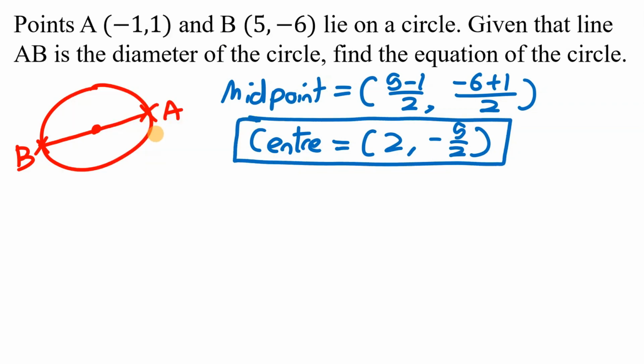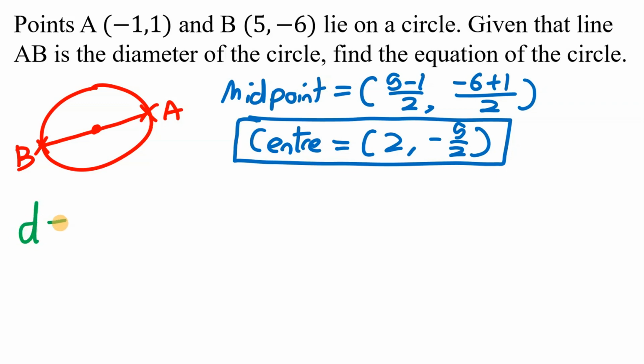So now we need to find the radius. Now there are two ways that we can do this. We can either find the distance between A and B. This will be the length of the diameter, and we divide this by 2 to get the length of the radius. Or alternatively, we can find the distance between the center and one of these points, either A or B, and this will be the radius of the circle. So this would be the length of the radius. Let's do it the second way, because this is a bit easier.